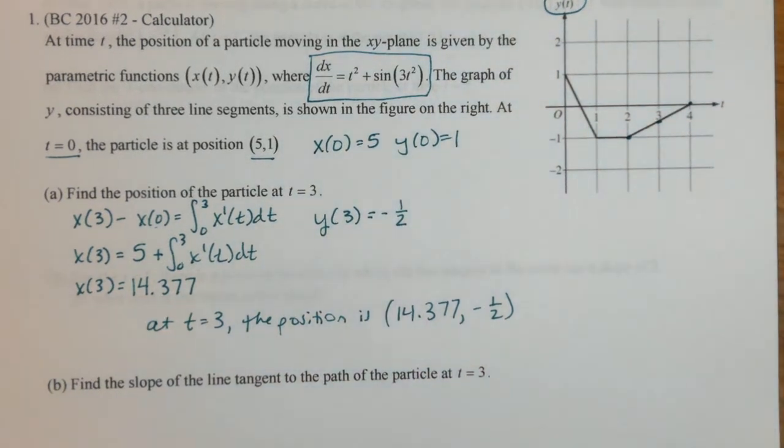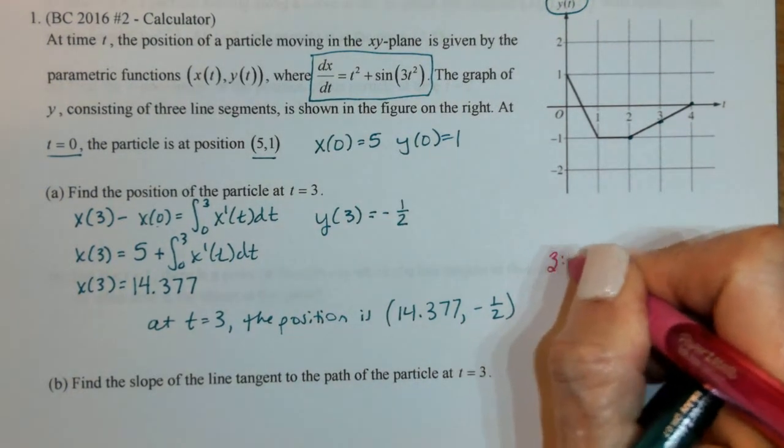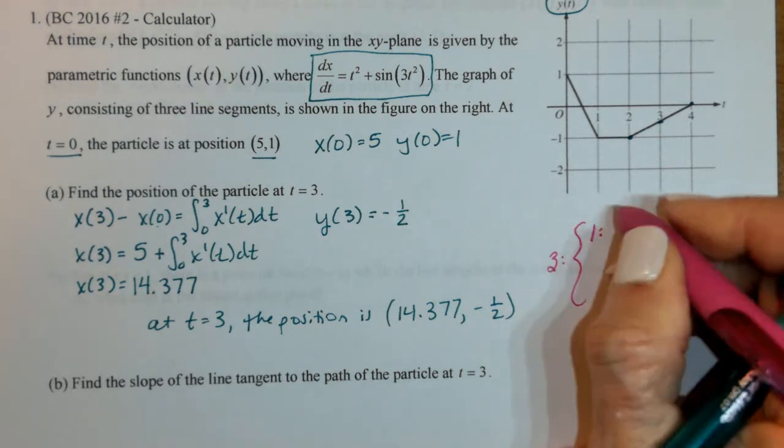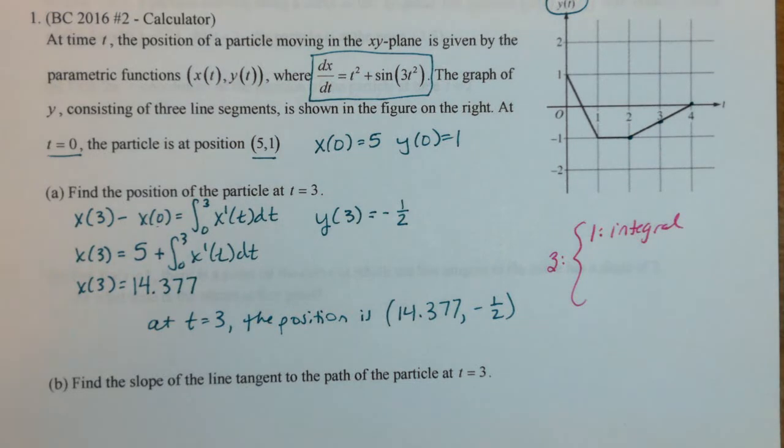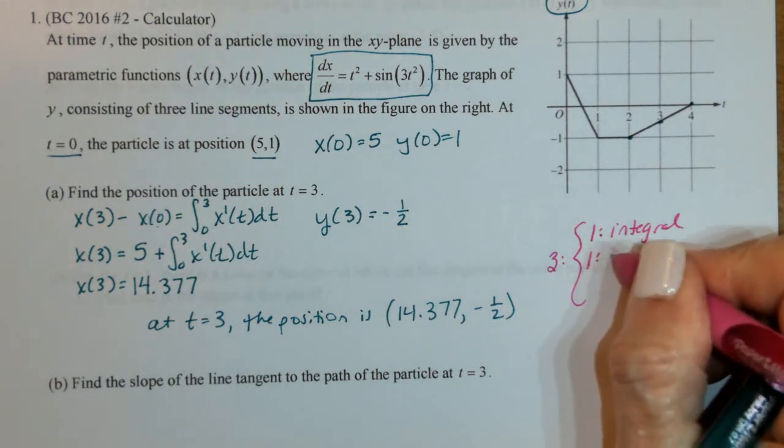This part was worth 3 points. 1 point for the integral. 1 point for uses the initial condition.